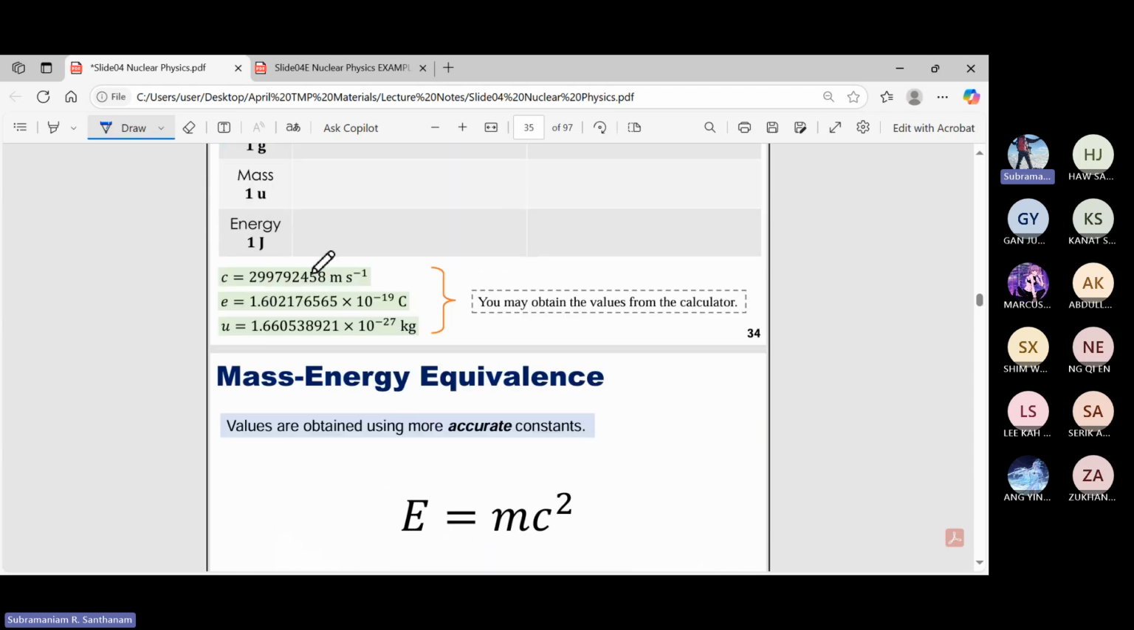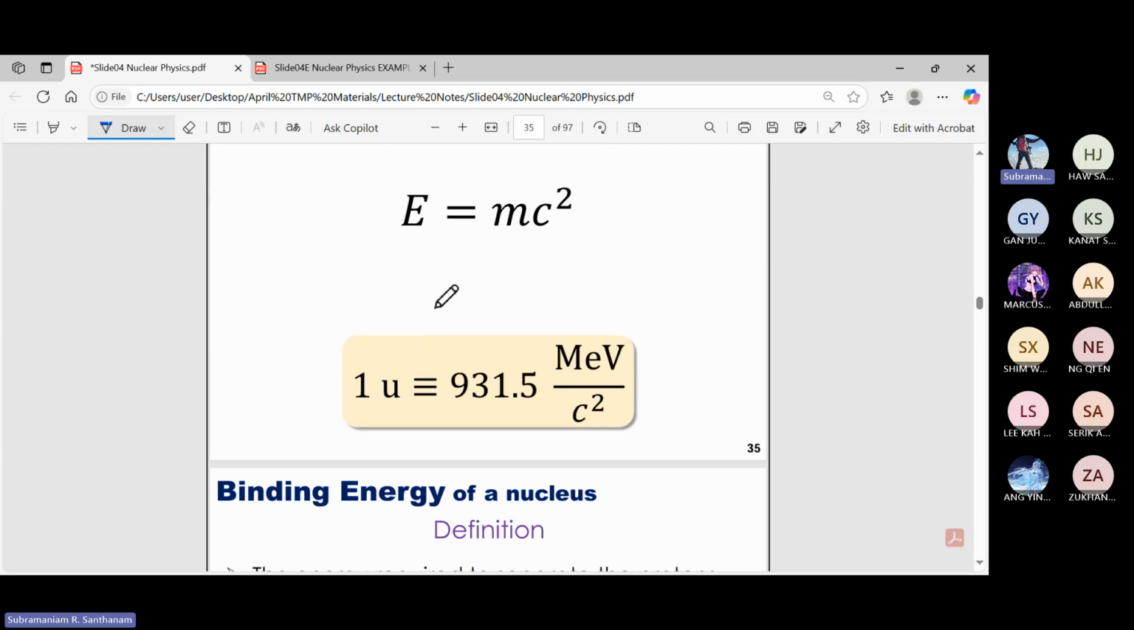When you are doing calculations, whatever values are given to you, you use accordingly, based on the significant figures that are given. This is the actual value you obtain directly from your calculator, but not necessarily must you use the whole thing. You can just base it on what is provided in the question.